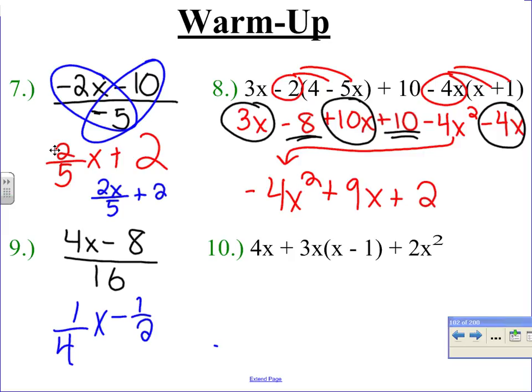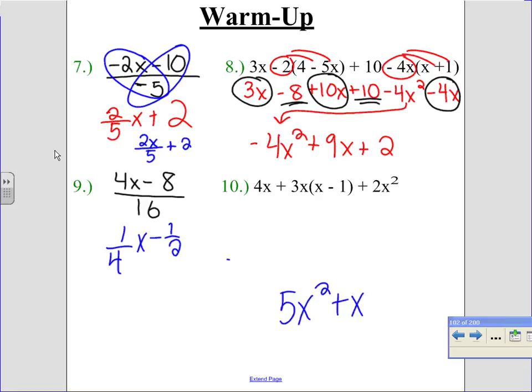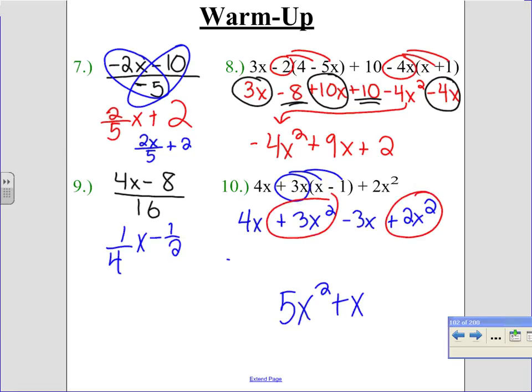Okay, so number 10, very first thing we need to do is drop down the 4x. Okay, distribute positive 3x through. So plus 3x squared minus 3x. Drop down the plus 2x squared. Okay, then combine like terms. 3x squared plus 2x squared is 5x squared. 3 plus 2 is 5. 4x minus 3x is 1x, so the 1x is down here. Be careful with that. Okay, Donatus?